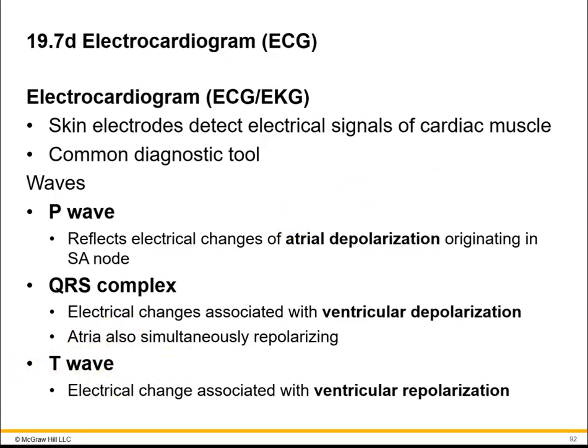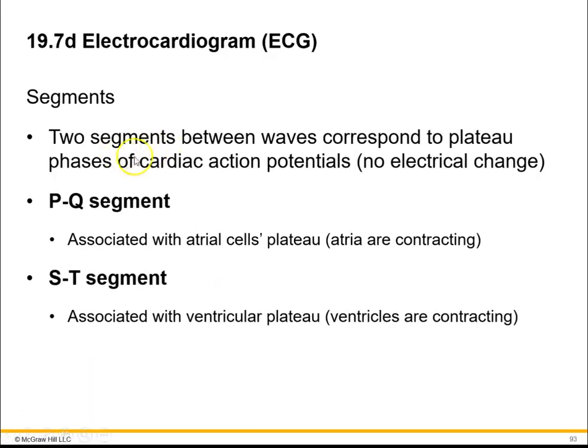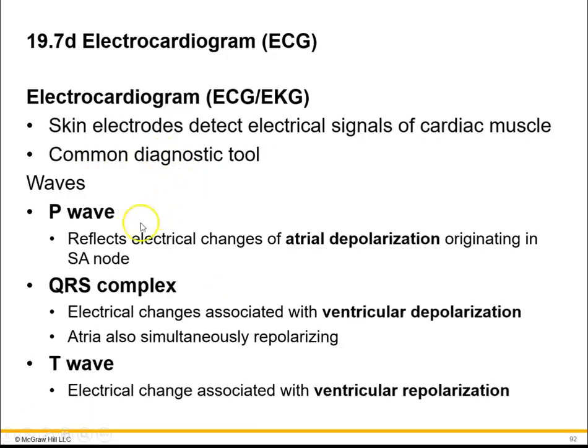Your electrocardiogram has waves, and then it has segments. So the waves we'll talk about are the P wave, the QRS complex, and the T wave. The P wave, this is what happens during the electrical changes of atrial depolarization, originating in the SA node. So if you look at an EKG and it has P waves, you know that your patient's SA node is firing.